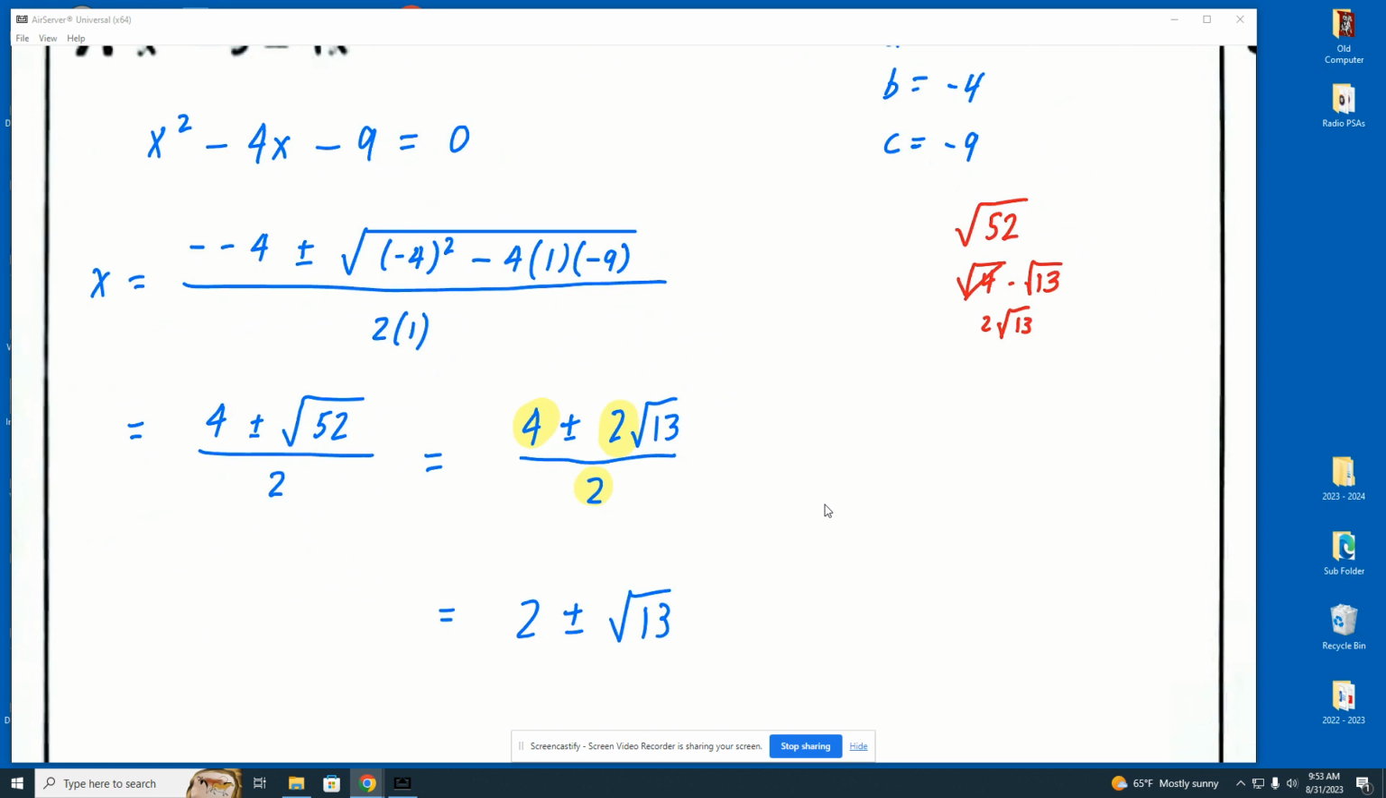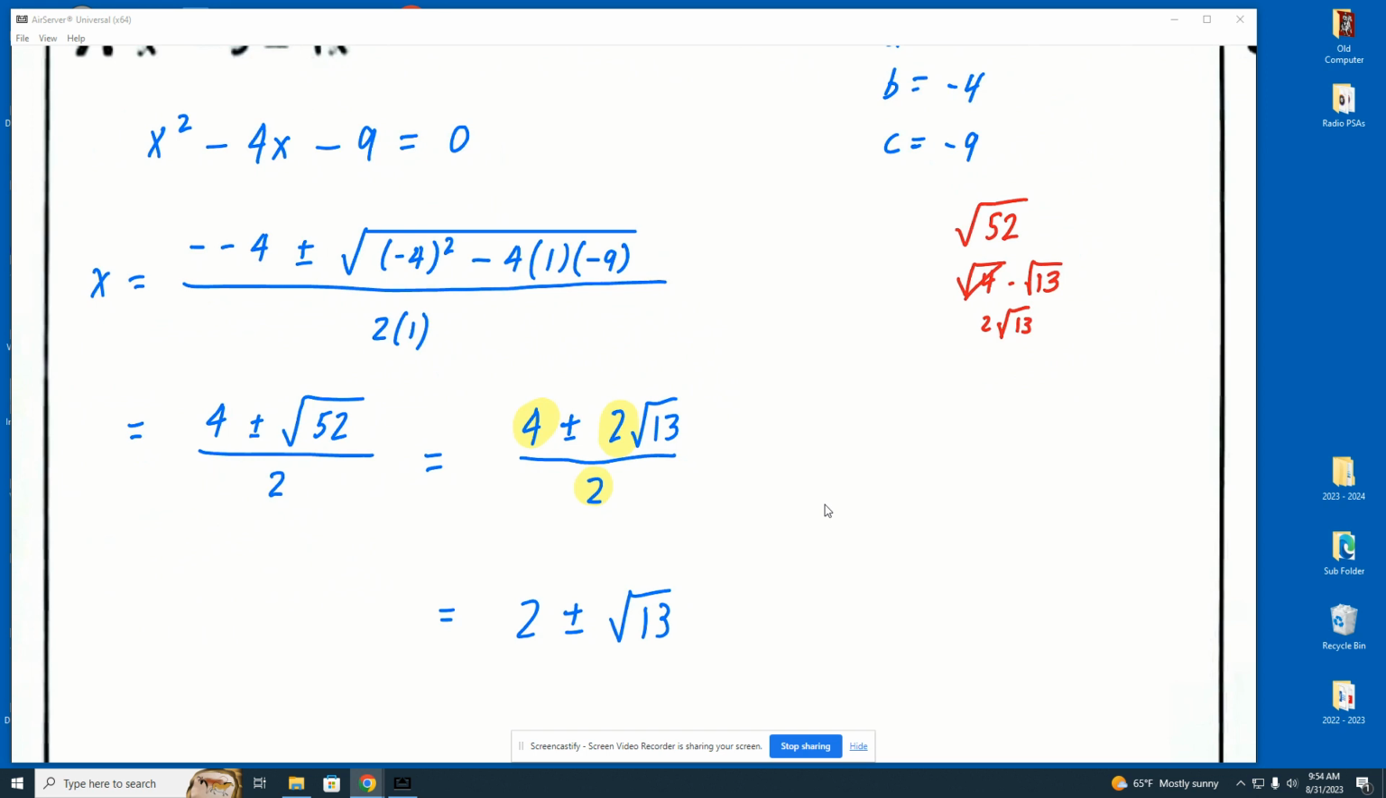They don't do that, okay? They leave it 2 plus or minus square root of 13. So this is one of those times where I kind of disagree with math, because to me, 2 plus or minus the square root of 13 doesn't really make logical sense. Does that make sense?